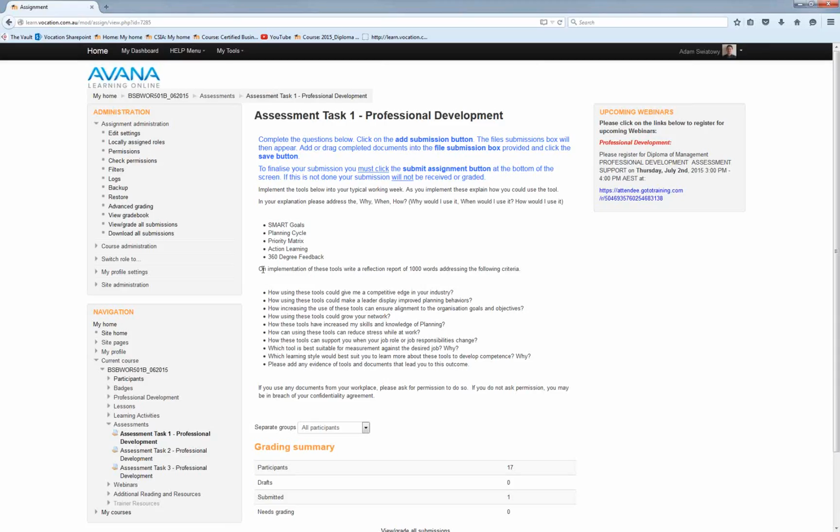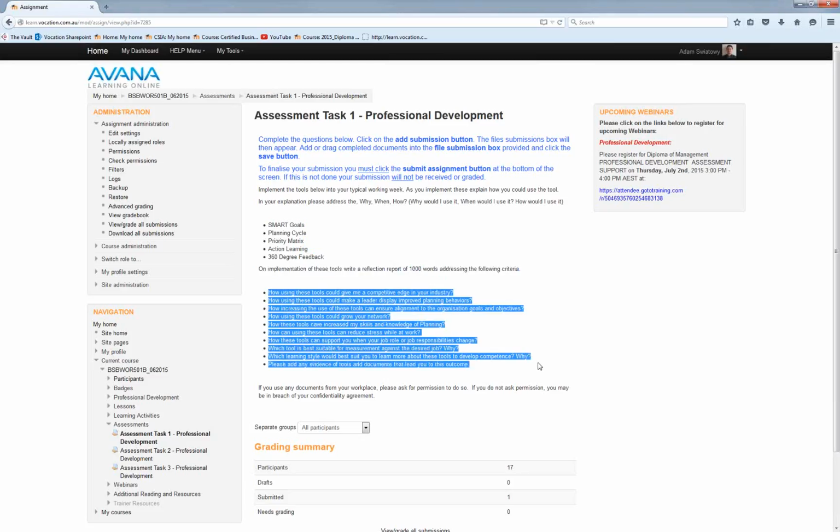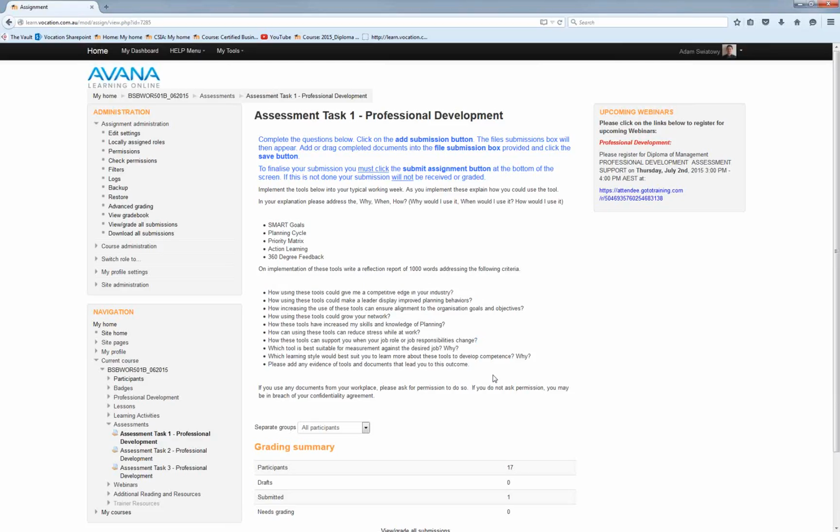Okay, so that's part A. That's all you need to do. Now, there's no word limit on part A. It says here on implementation of these tools, write a reflection report of 1,000 words. Well, the 1,000 words is actually in reference to these 10 questions here that I've just highlighted on the screen. So what I want you to do is put each of these 5 tools in part A as a subcategory, and put the why, the when, the how under each.